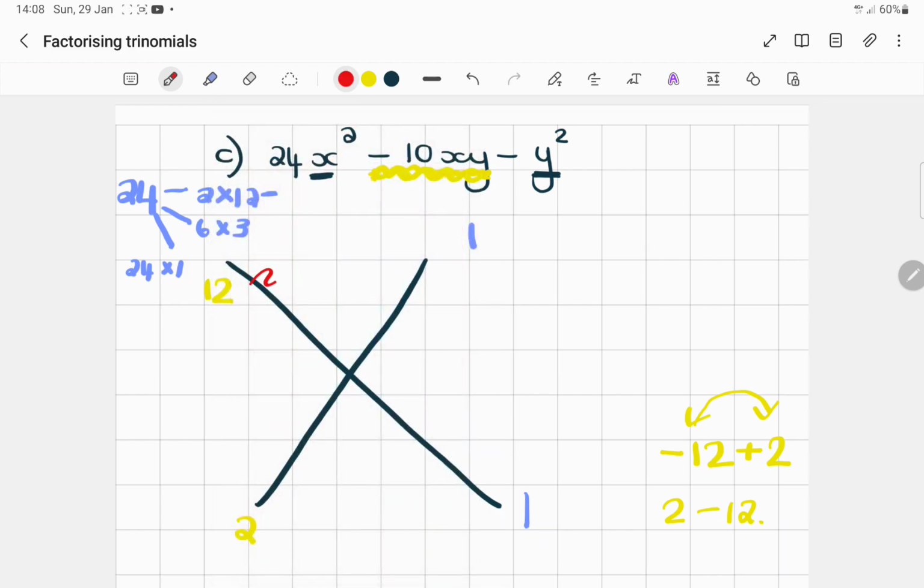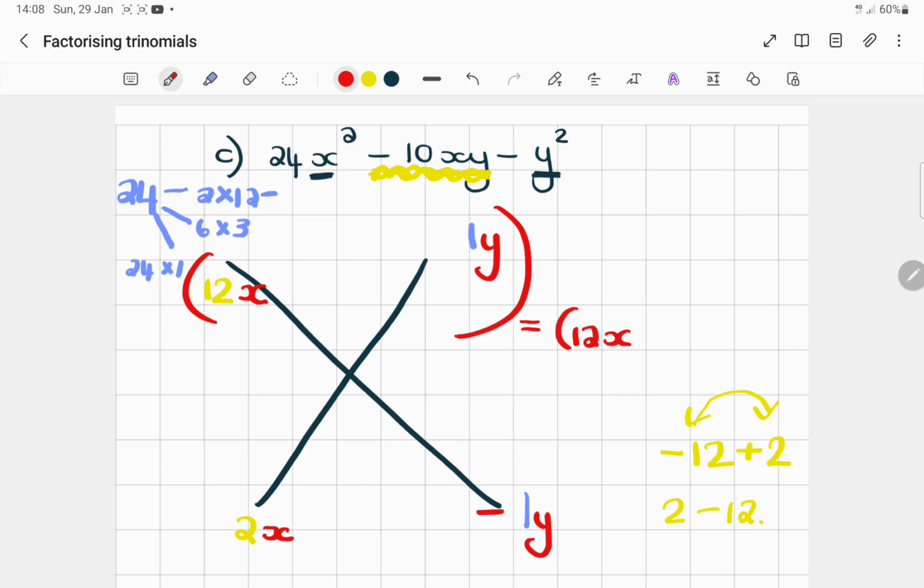So now, instead of just adding the x's over here, you'll also have to add the y over there, which is on that side. So your two brackets factorized is 12x. Sorry, what gave me 12 times 1 gave me a negative 12, so the minus must go here. And the 2x, what gave me 2 times 1 is 2, a positive 2, so the plus goes over there.